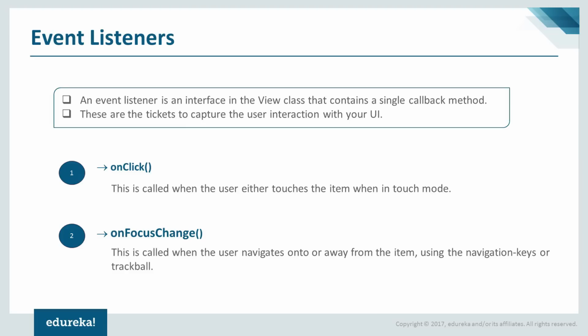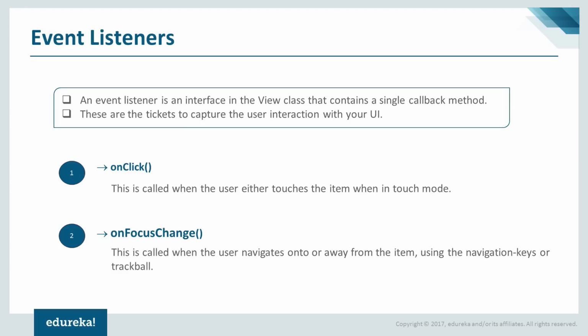Now, in event listeners, we have various event listeners like on-click listeners. For example, when the user is going to click on the button, we are going to override the on-click listener. This is called when the user touches the item in touch mode. That means when the user touches the button, we're going to grab the on-click listener.